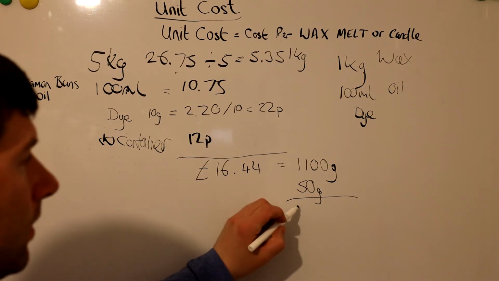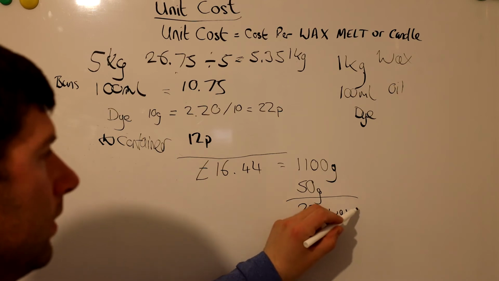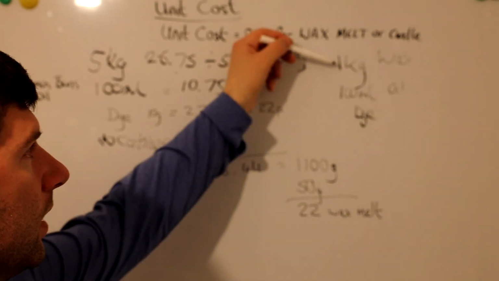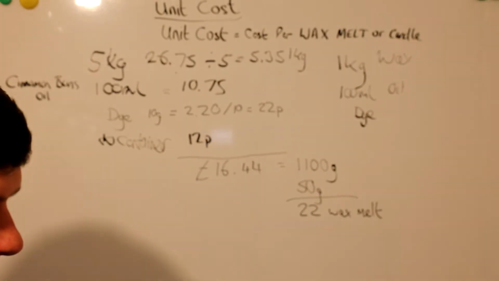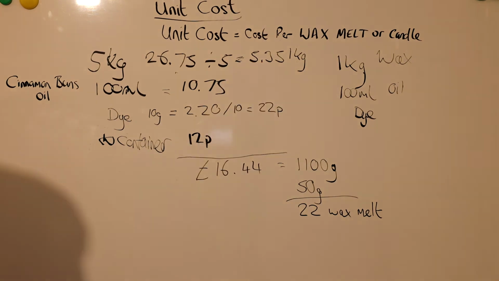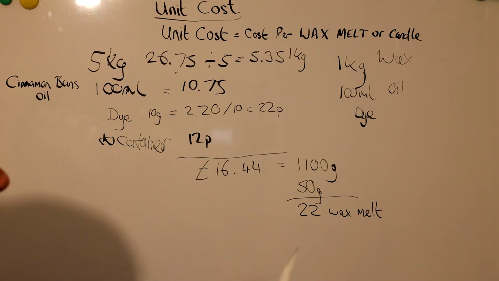Right, so that will give us a total of 22 wax melts out of all these ingredients, being 1 kilo of wax and 100 ml of oil. So we know that using all these ingredients we're going to get 22 wax melts.